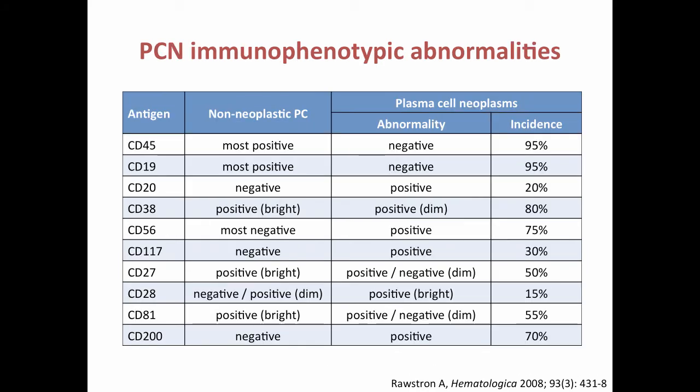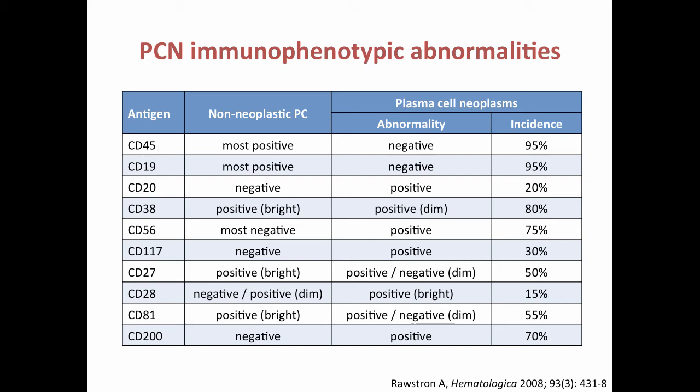Flow cytometric studies can also identify immunophenotypic abnormalities that help to distinguish a plasma cell neoplasm from reactive plasma cells. For example, plasma cells from a plasma cell neoplasm are usually CD45 negative, CD19 negative, and often have weaker intensity staining for CD38 than normal plasma cells. Plasma cells may also express CD20, as seen in our case example, but usually do not express the combination of CD45, CD19, and CD20 more typical of lymphoma.